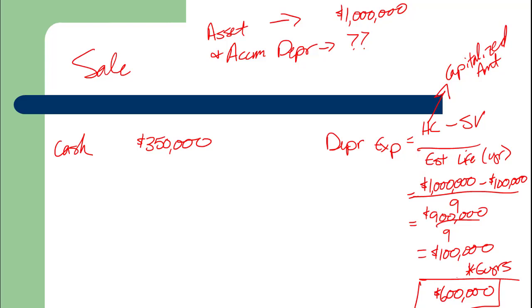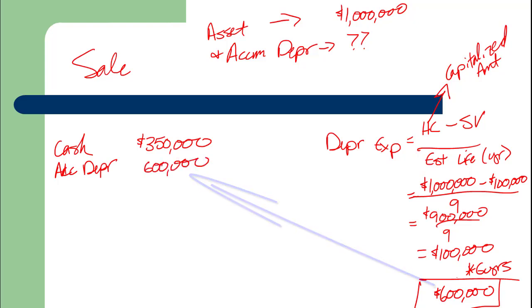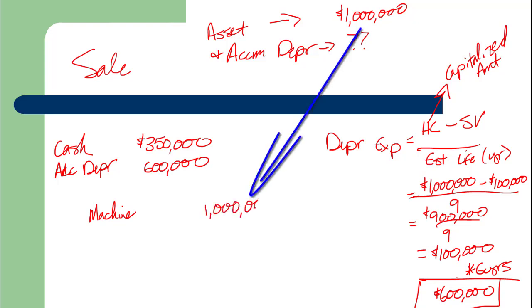Accumulated depreciation, we've got to get rid of that. It's got a credit balance, so if I want to get rid of it, I'll debit that account for $600,000. And then I'll credit the asset. And this was a machine, so I'm going to call it machine, but if you want to call it PP&E or equipment, that's fine too. Every company is going to have its own convention for that.